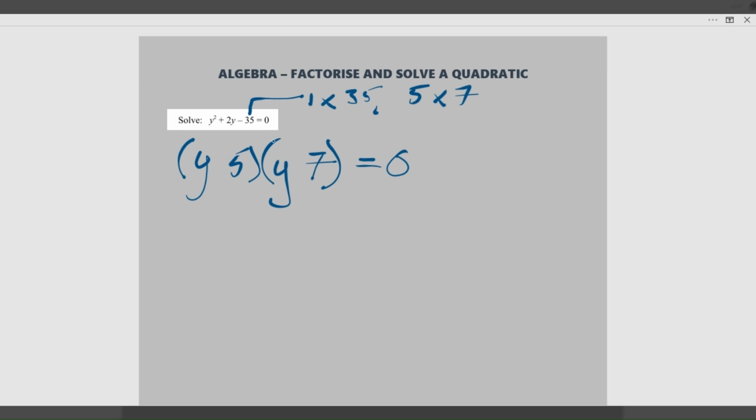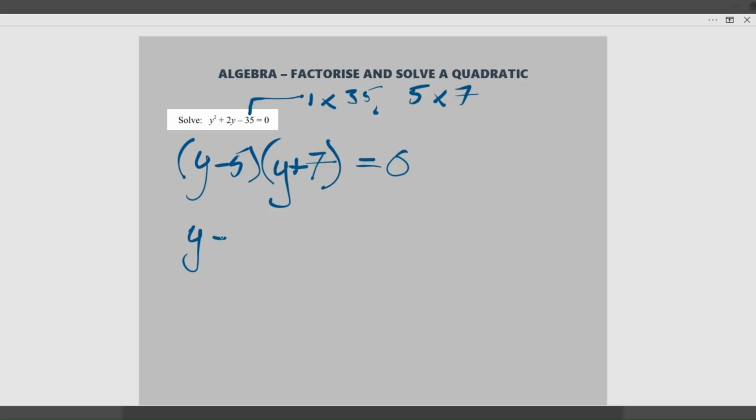Now, the only way I'll get a negative 35 is if one is positive and one is negative. They've got to add together to make the term in the middle, so I want it to be a positive 2y. So it's going to be plus 7, take away 5. Okay, so I've got it factorised, and then the last bit is to go on and solve.